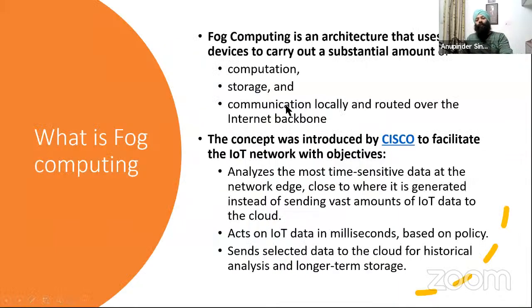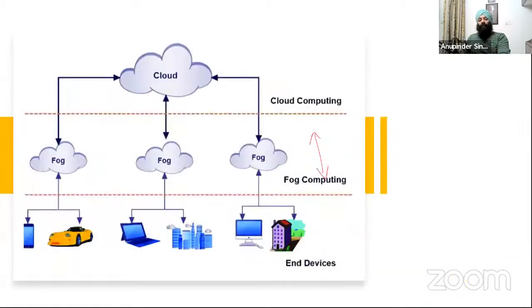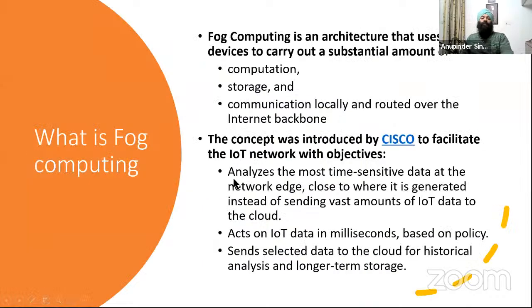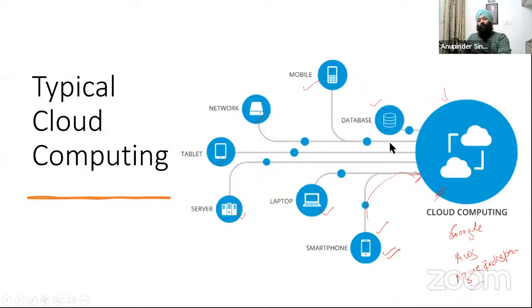So that is what this text is saying, that fog computing is an architecture that uses edge devices to carry out a substantial amount of computation. We are saying computation, right? And storage is also provided, and some communication happens locally. When we say locally, that means something is going to happen within that particular system, right? So this is the substantial addition to the base architecture of cloud computing, right?